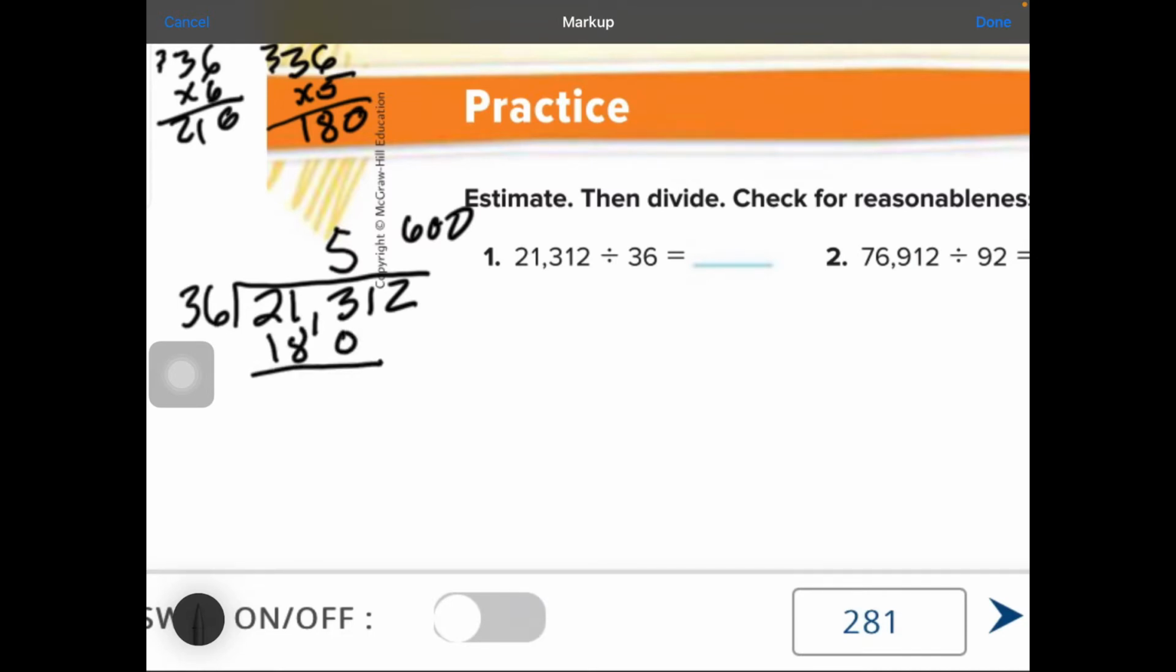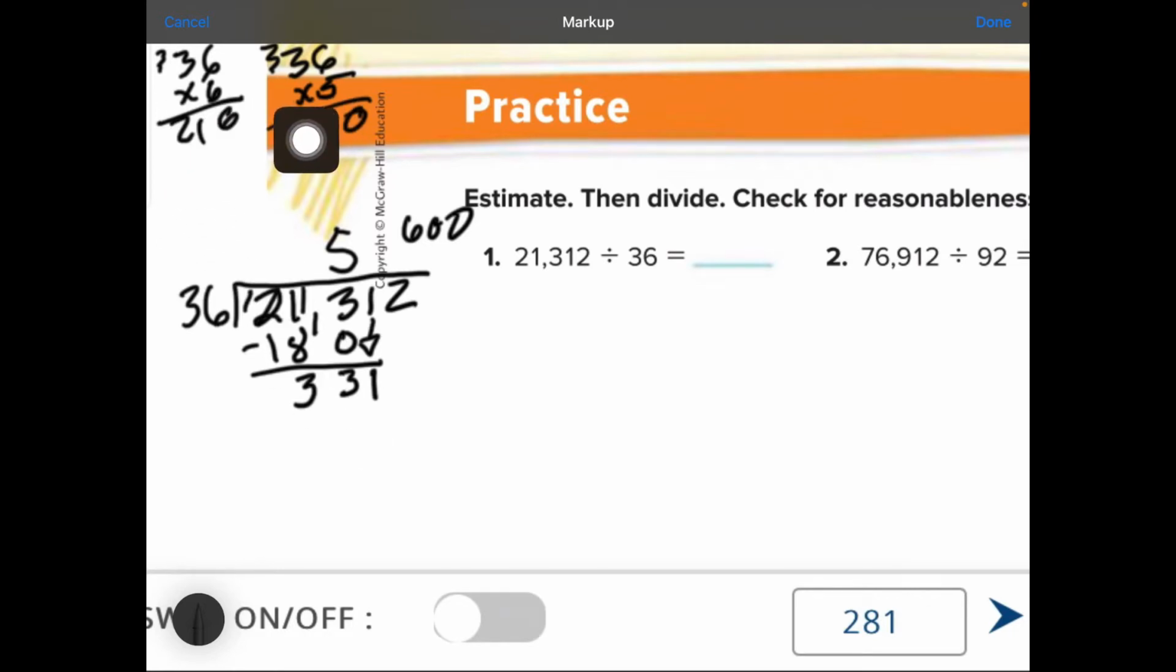Times 5. 5 times 36 is 180. Okay, 3 minus 0 is 3. And you cannot take 8 from 1. So convert that to a 1 and that to an 11. 8, 9, 10, 11. There'll be 3 there. Bring down that 1. All right, there's my new problem.